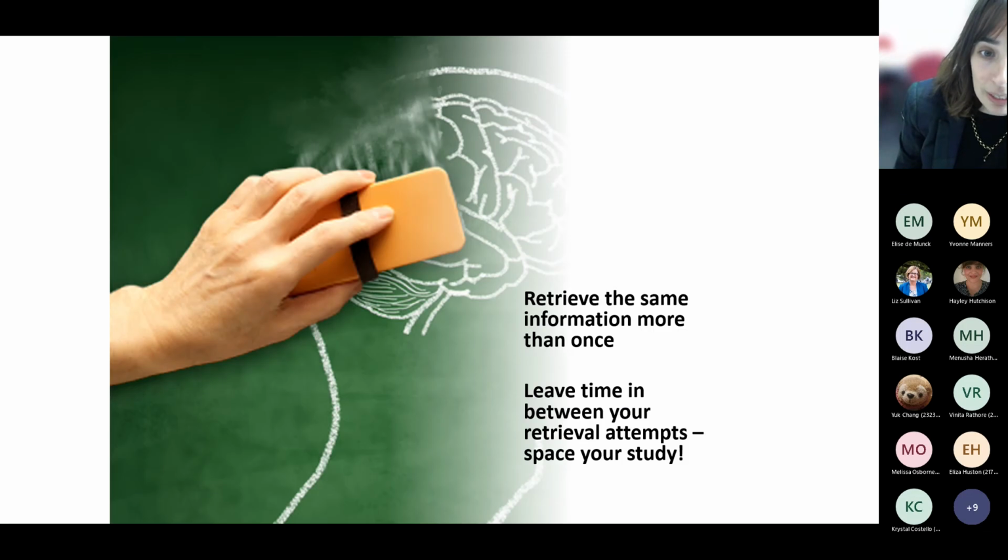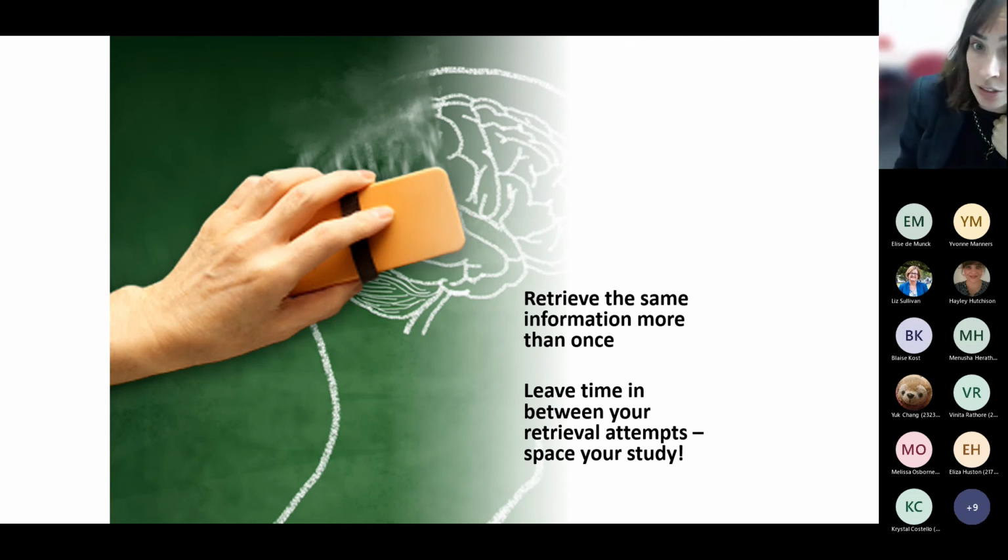But the key here is retrieving the same information more than once. And you need to leave time in between your retrieval attempts. So don't just do it all in one day or straight after the lecture. Wait till the next day. Wait a couple of days because you actually want to forget a little bit, struggle to retrieve. That's what's creating that really strong memory.